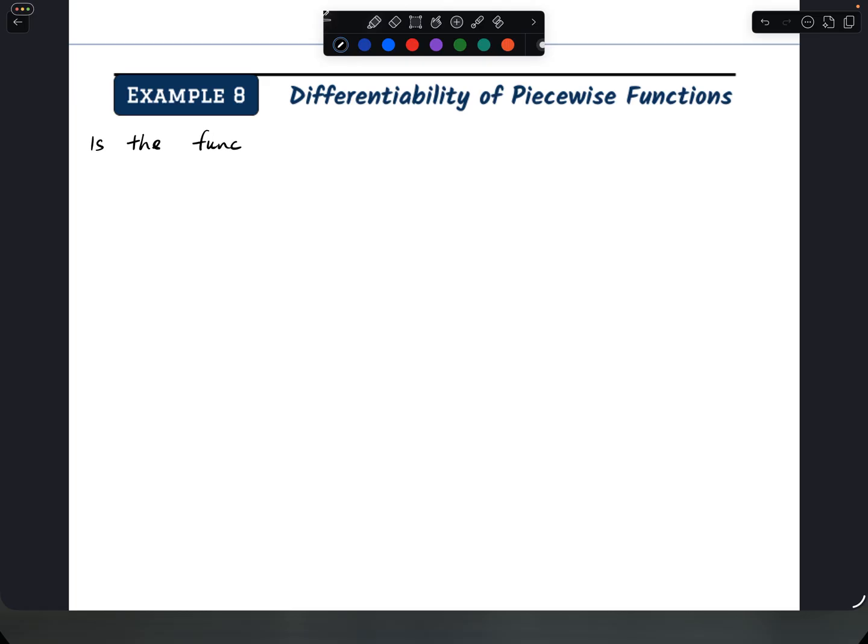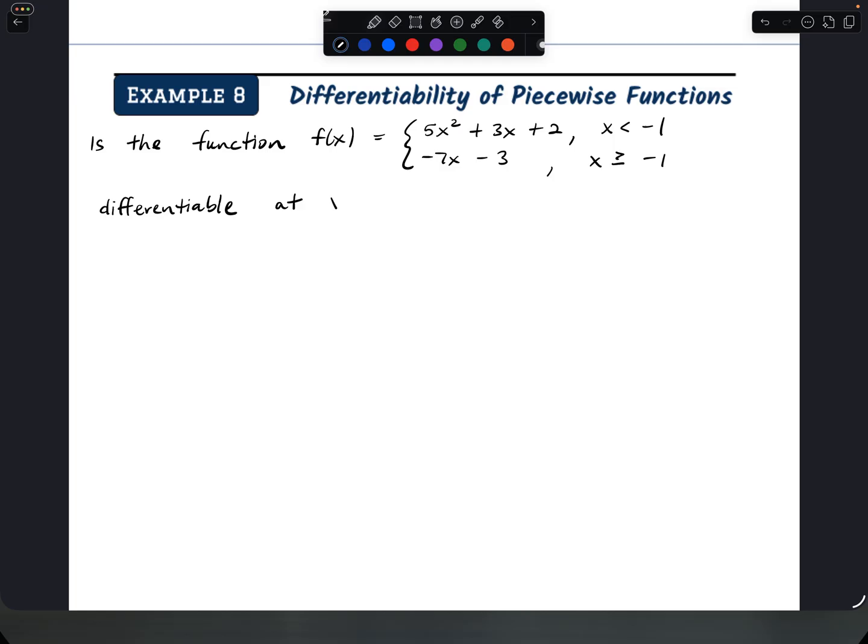Is the function f of x, which is equal to 5x squared plus 3x plus 2 when x is less than -1, and then negative 7x minus 3 when x is greater than or equal to -1, differentiable at x equals -1.